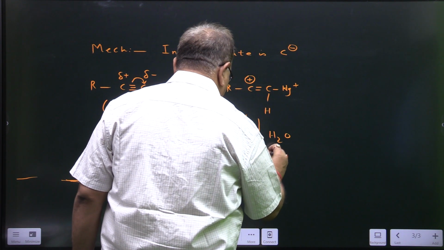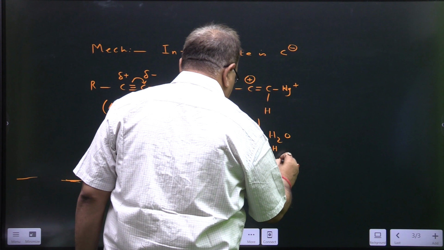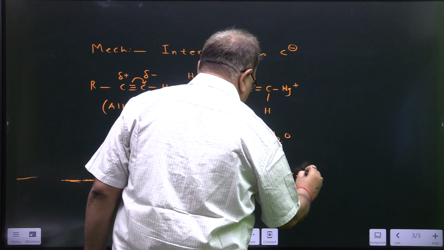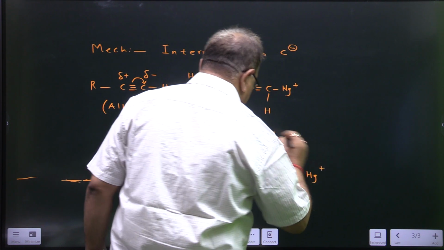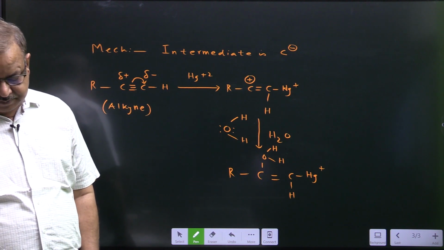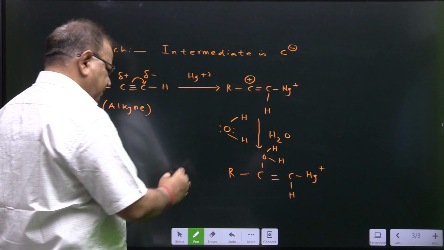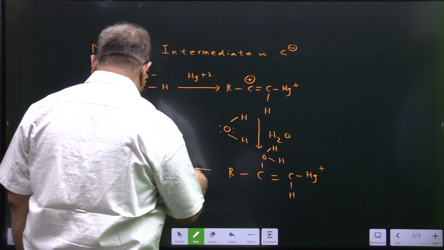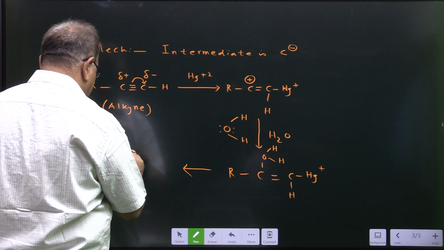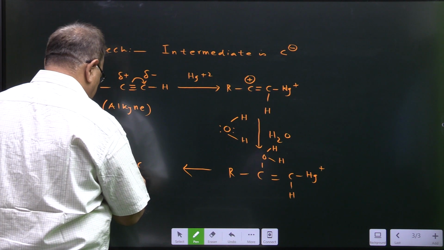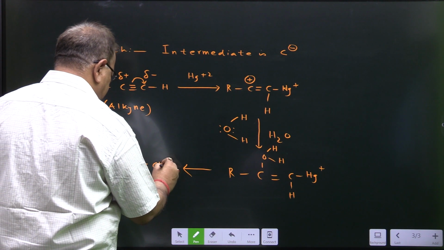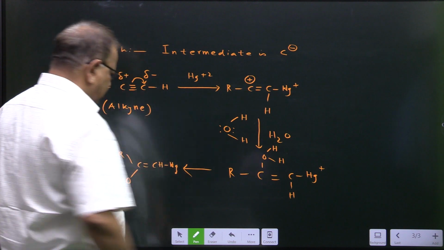R-C, OH, H, double bond CH, Hg plus, like this. So the coordinate bond is formed. Finally, we can write this as R-C-OH double bond C-H-Hg, the complex one.